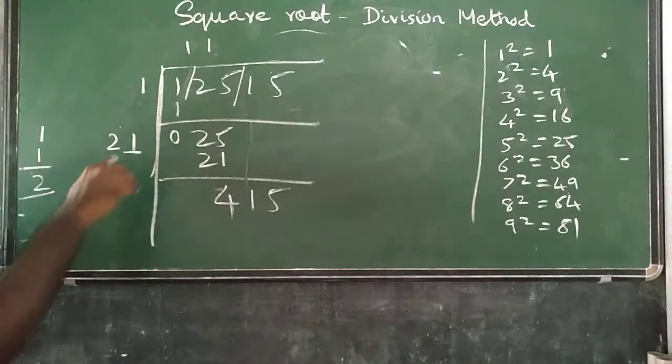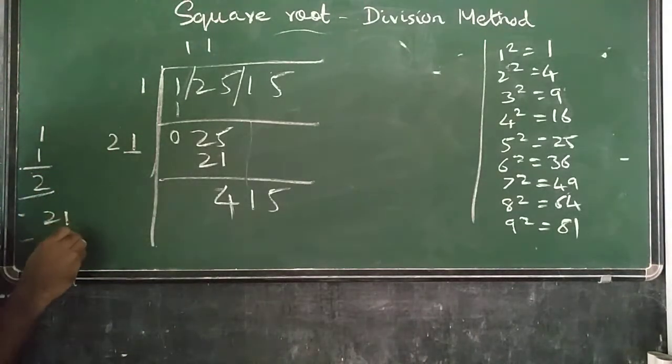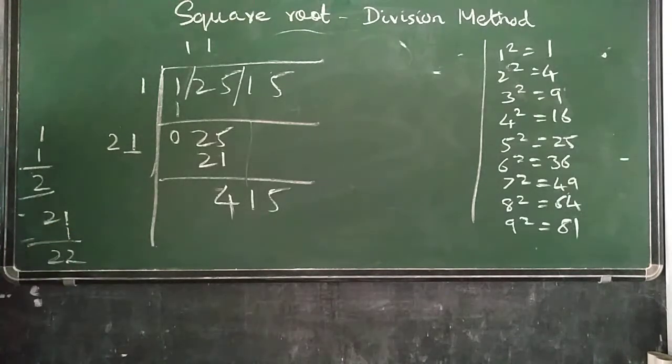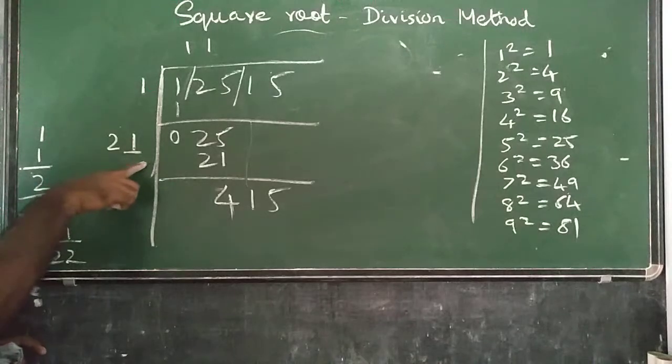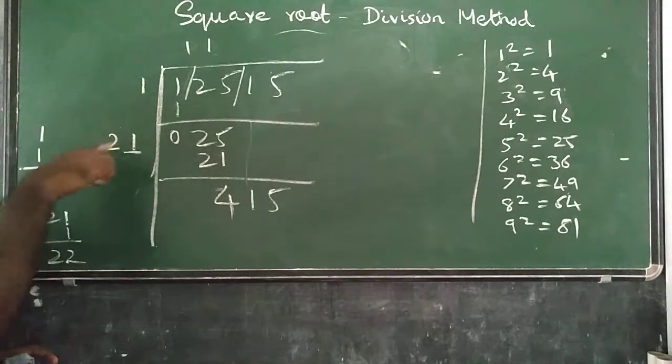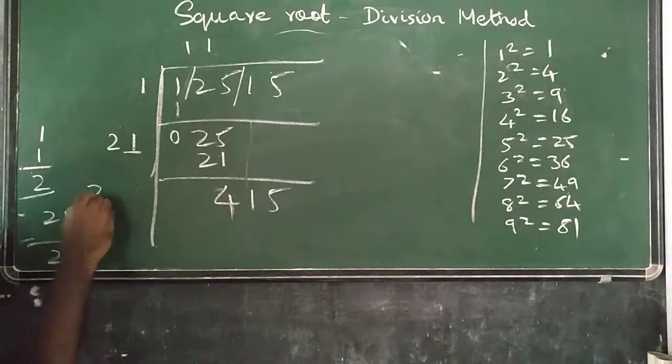So here 21. The last digit is 1. Again add with 1, the answer is 22. Don't multiply 21 with 2. Only the last digit should be multiplied by 2. So 1 into 2 is 2. So 2, 2.